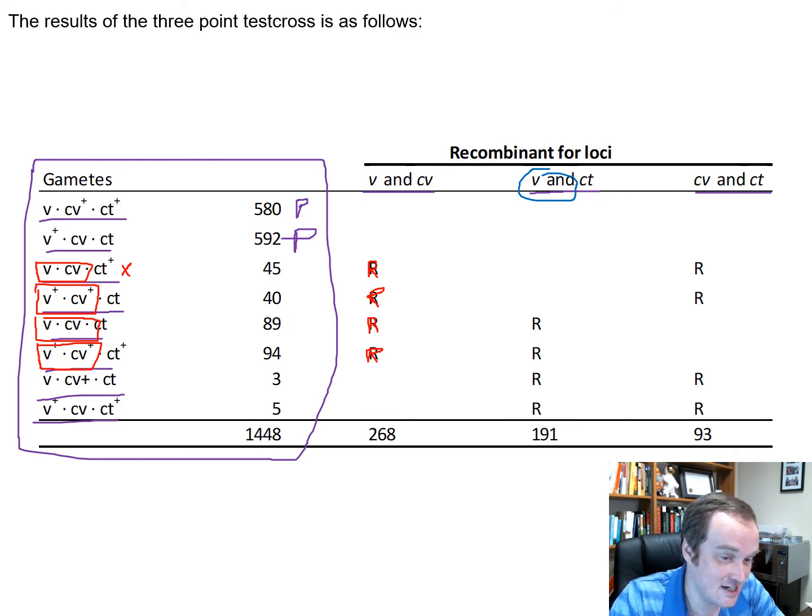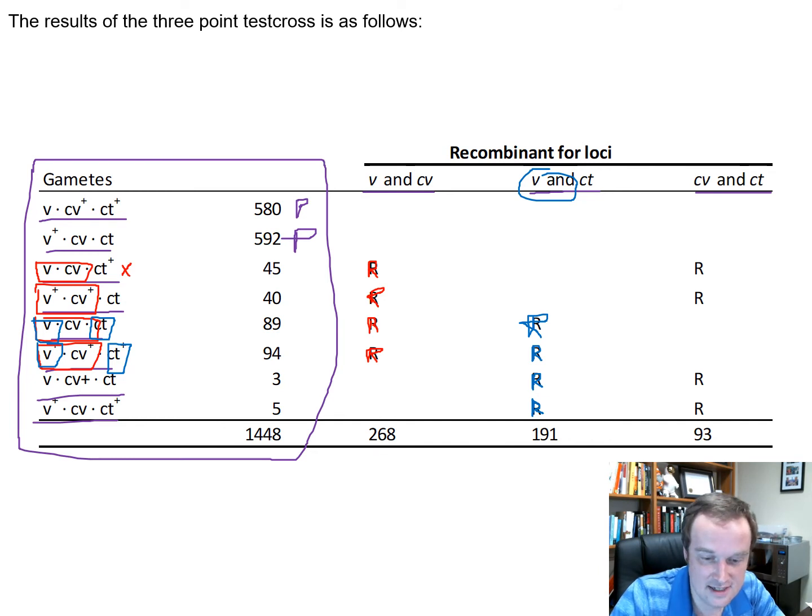We move down another line here and we do V and CT, and we notice that there is no V and CT in either of those parents. Therefore, this is a recombinant. Move down another line, V plus CT plus. That does not occur in one of our two parents. Therefore, this is a recombinant. We move down again, V and CT, not in the parents, recombinant. And then lastly, V plus CT plus is not in the parents, and that is a recombinant.